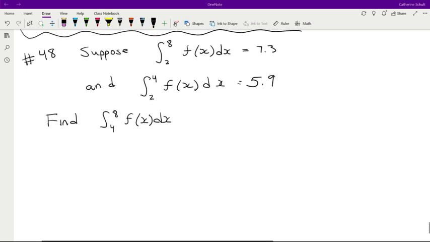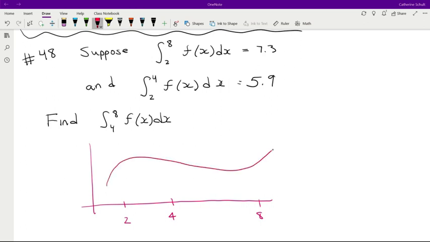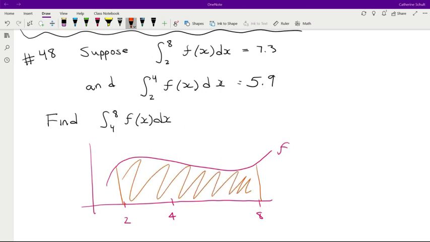All right, so let's sketch out a picture. Let's see how we're going to approach this problem. We're going, let's see, 2, 4, and an 8. So I'll just kind of mark those numbers. Do you see those limits of integration? We're dealing with 2's, 4's and 8's, okay? And we have this function f. And let's write down the information. So we know from 2 to 8, this whole region is 7.3.